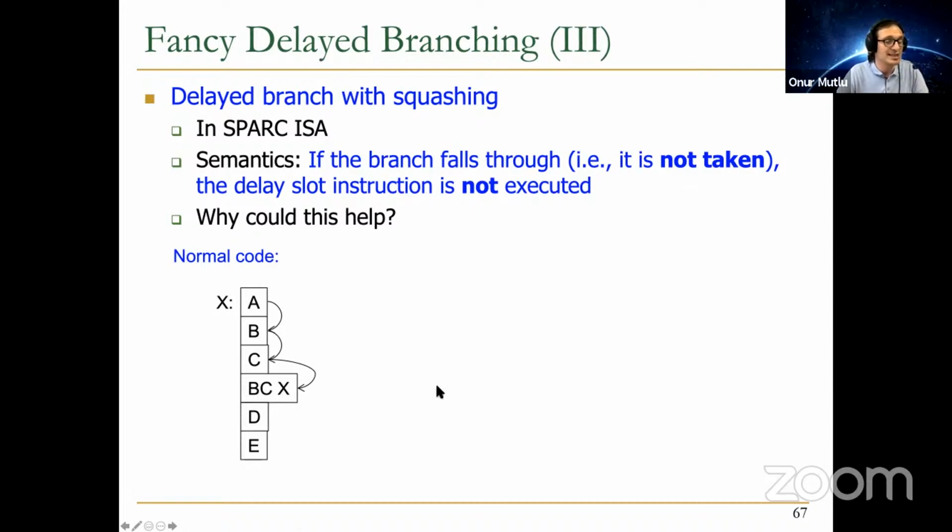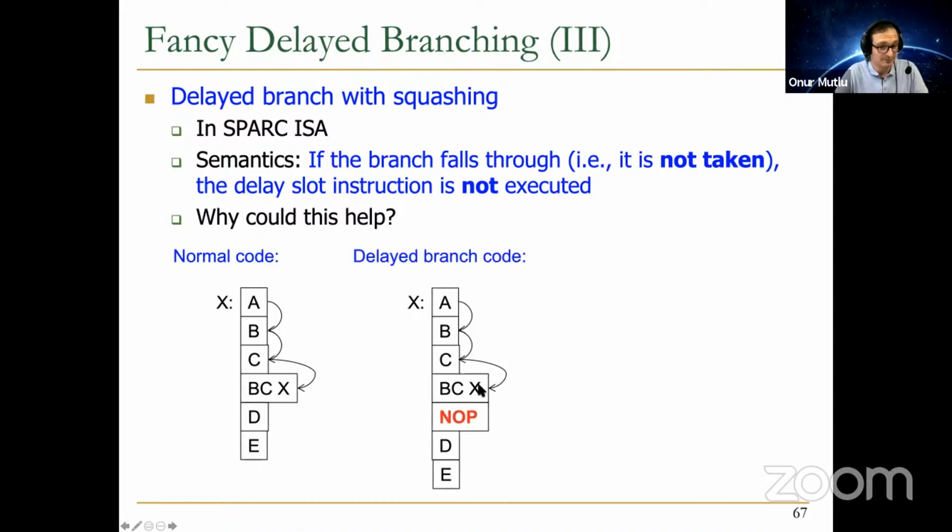This is normal code, but assume that you have a delay slot. You cannot fill the delay slot with any instruction before the branch, as you can see, because they're all dependent, right? So you put a no-op. That sounds bad. So you're back to square one, even if you have delayed branching.